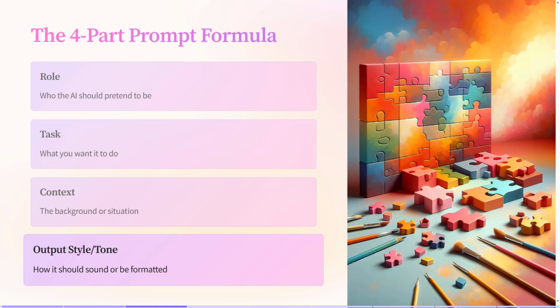And also the tone. Do you want it to be informal? Do you want it to be marketing type content? Do you want it to be very formal because it is going to a government official or whatever it might be? So that's the 4-part prompt formula. Let's see it in action.